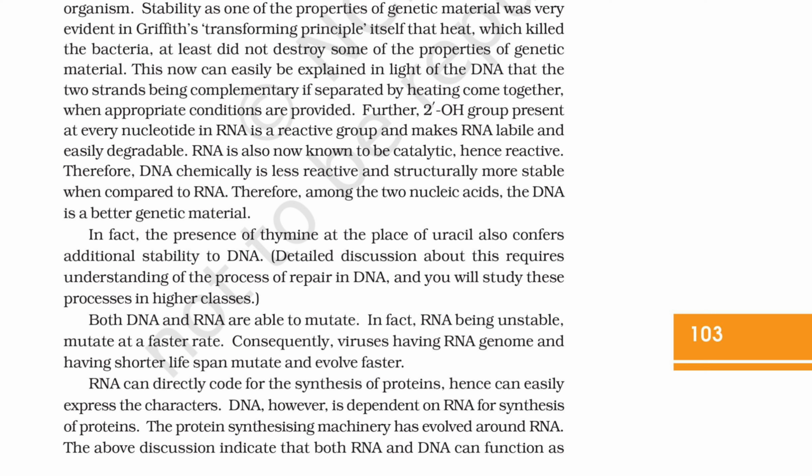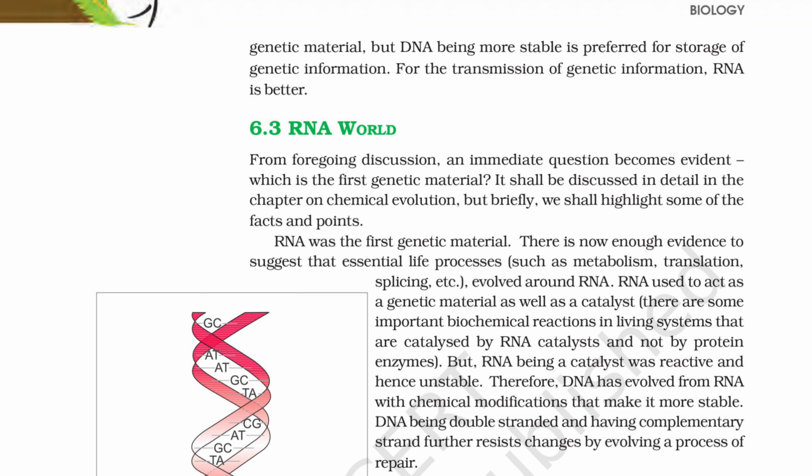In fact, RNA being unstable, mutates at a faster rate. Consequently, viruses having RNA genome and having shorter lifespan mutate and evolve faster. RNA can directly code for the synthesis of proteins, hence can easily express the characters. DNA, however, is dependent on RNA for synthesis of proteins. The protein synthesizing machinery has evolved around RNA. The above discussion indicates that both RNA and DNA can function as genetic material, but DNA being more stable is preferred for storage of genetic information. For the transmission of genetic information, RNA is better.